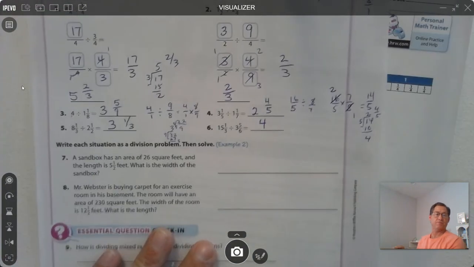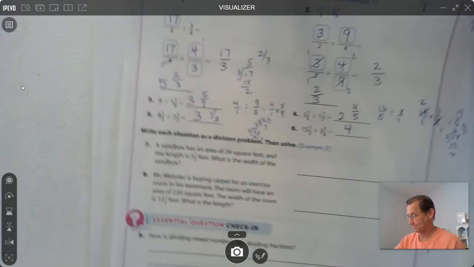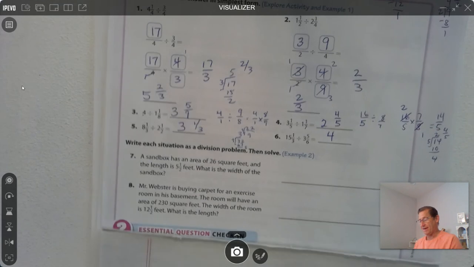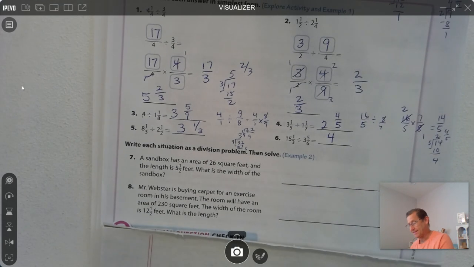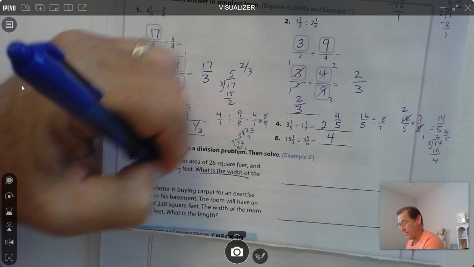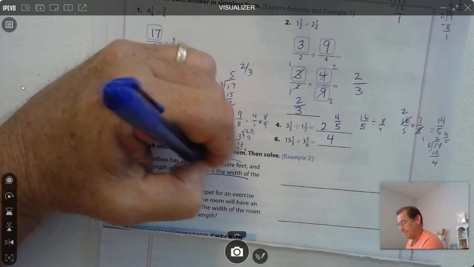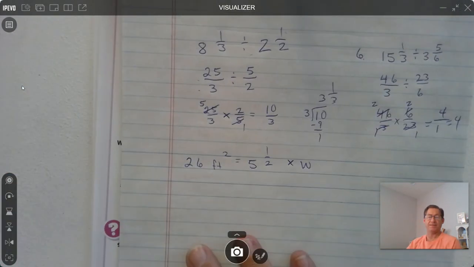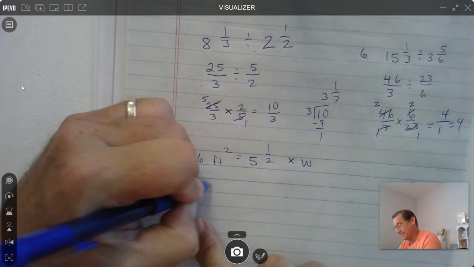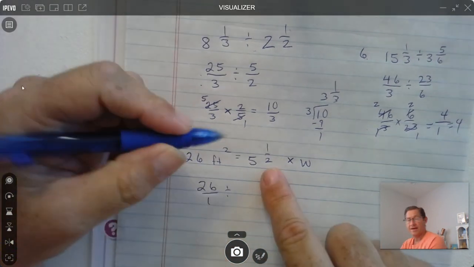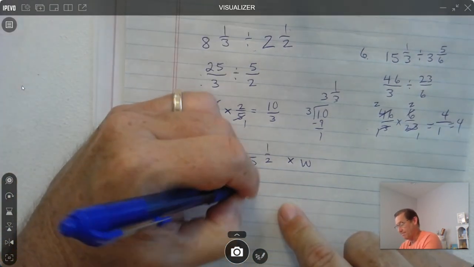All right, let's move on to number 7. A sandbox has an area of 26 square feet. The length is 5.5. What is the width? Okay, so we basically are going to take 26 and divide by 5.5.